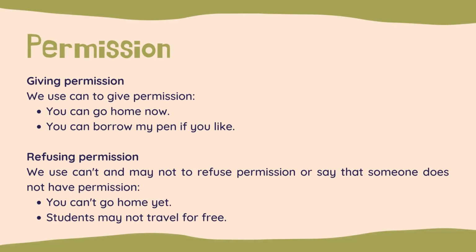Giving permission. We use can to give permission. You can go home now. You can borrow my pen if you like. Refusing permission. We use can't and may not to refuse permission or say that someone does not have permission. You can't go home yet. Students may not travel for free.